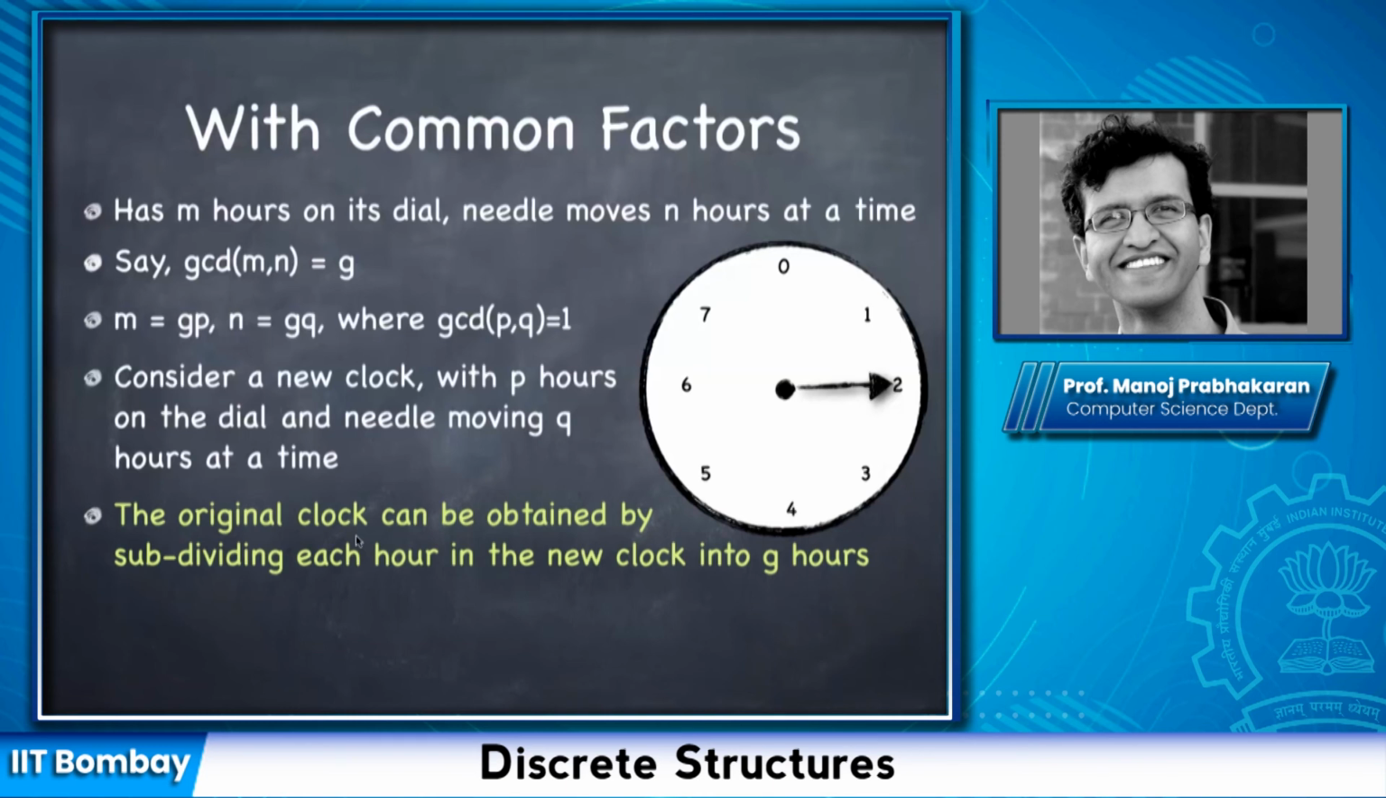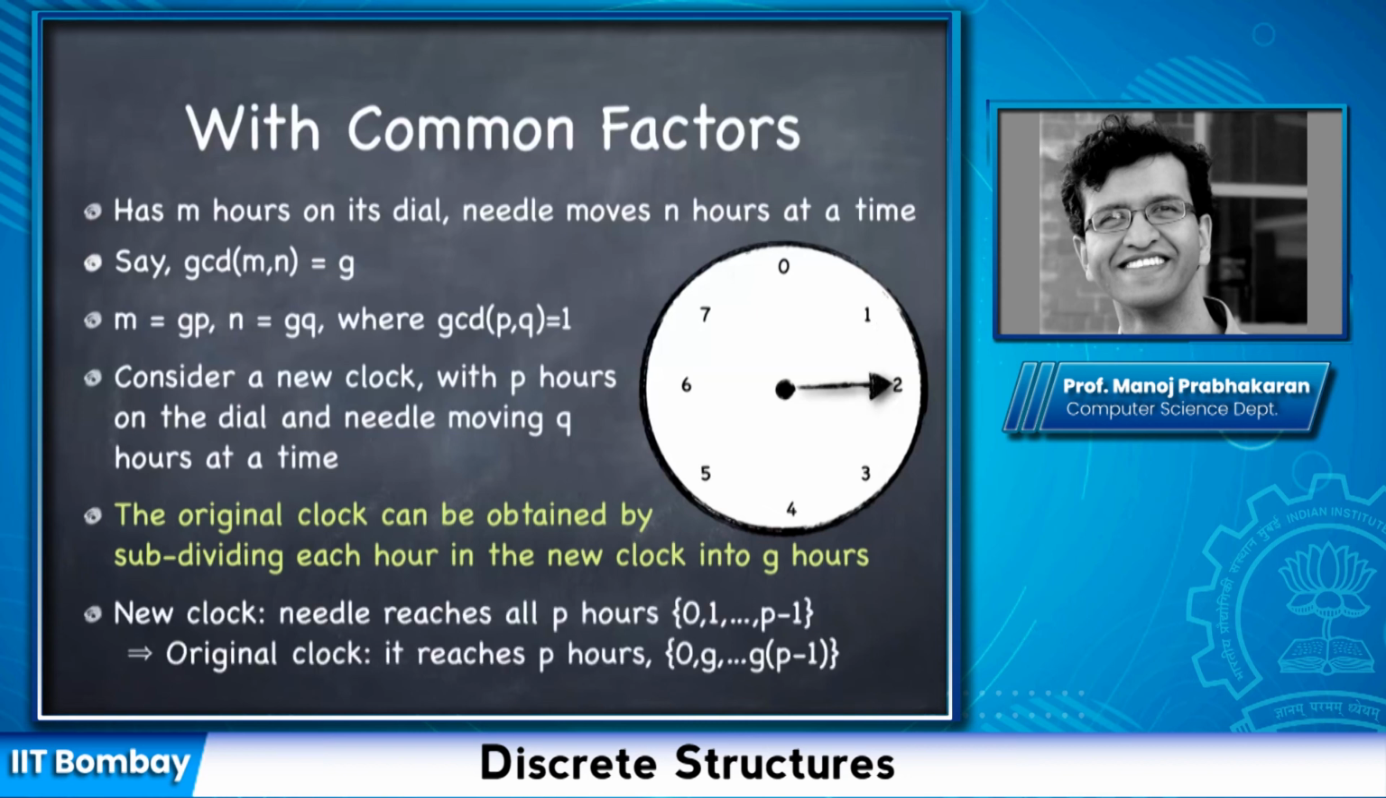It's just that it has a few more hours painted in between, but the way the needle is moving is exactly as in the new clock. So in particular, in the new clock, what the needle was doing is exactly reaching all the p hours, 0, 1, 2, all the way up to p minus 1. So all the hours, because p and q are co-prime.